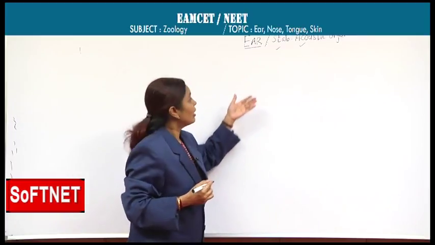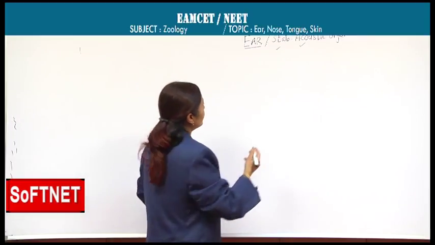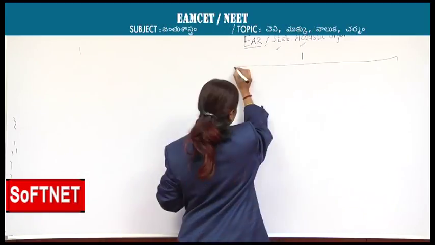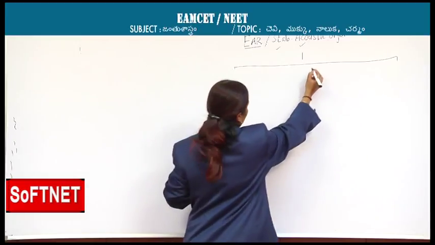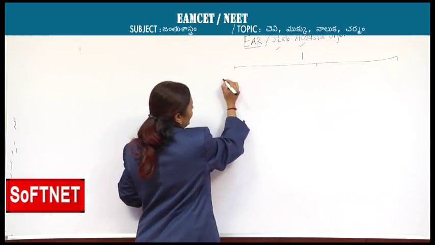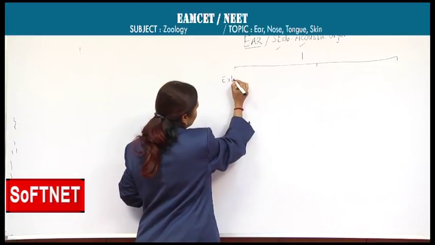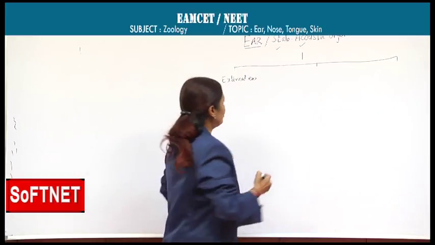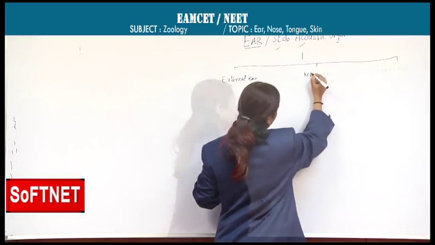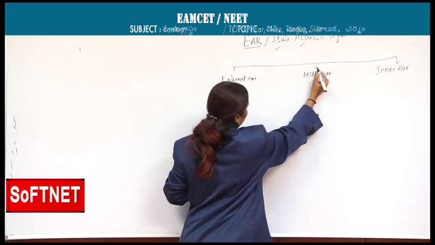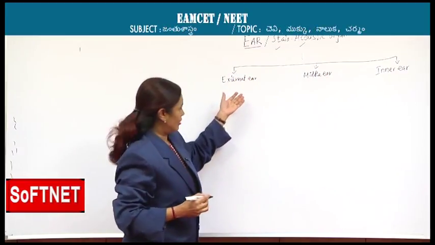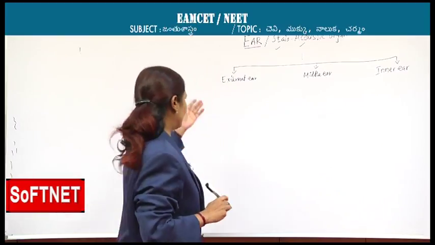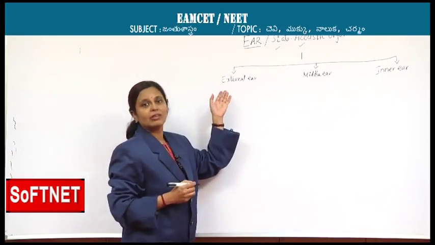Now, the ear of a human being has three different parts. What are the three parts of the ear and what are the functions? The three parts of the ear are: number one, the external ear. Number two, the middle ear, and number three, the inner ear. Now, let us learn about the different parts of each region. To begin with, the external ear.